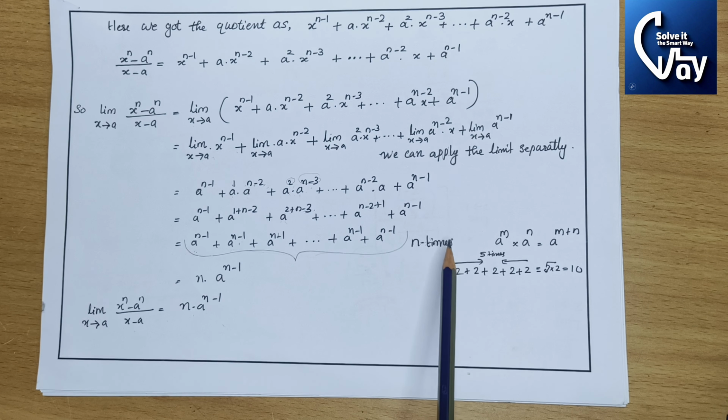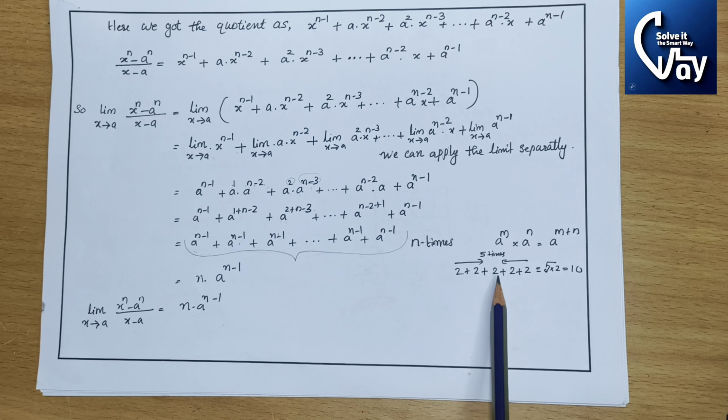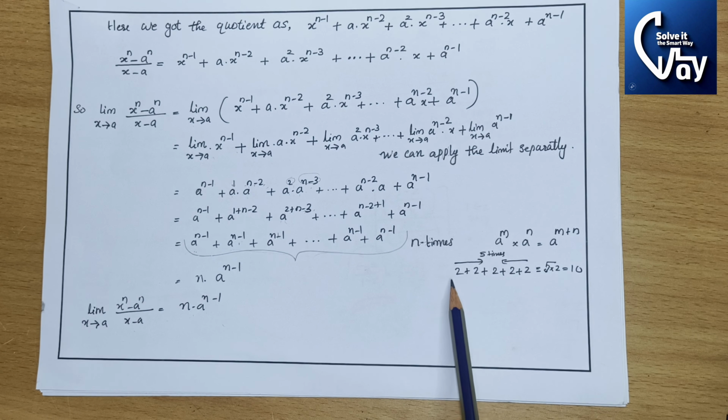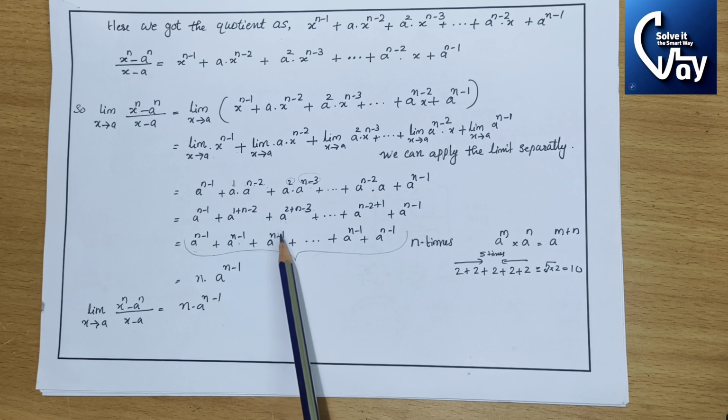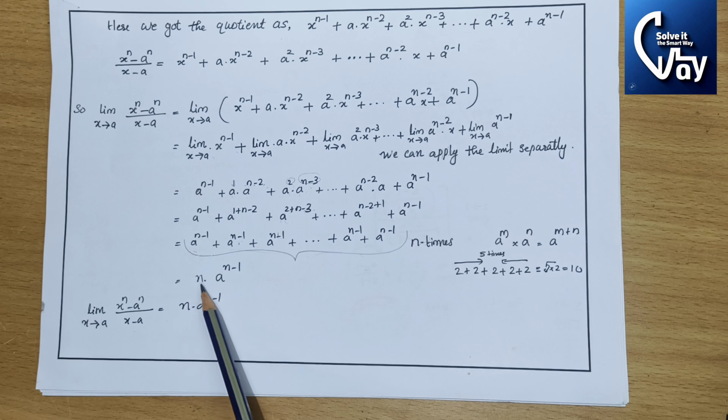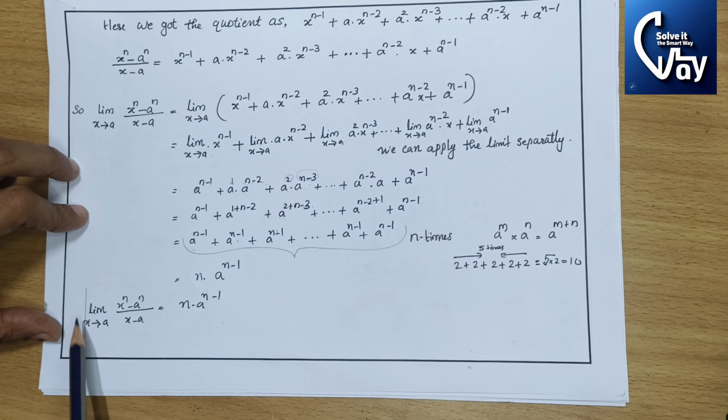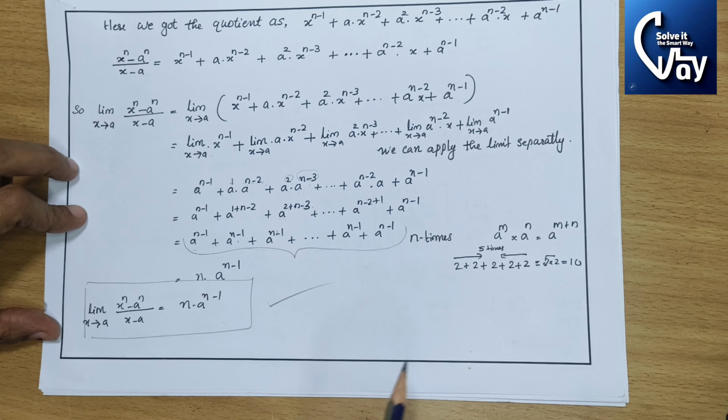How many times? n times. So 2 plus 2 plus 2 plus 2 plus 2. This is 5 times 2. What is 5 times 2? It gives 10. This is 5 times we add 2, that we write as 5 times 2. 5 into 2 is equal to 10. Here we add a raised to n minus 1 n times, that is equal to n times a raised to n minus 1. So limit x approaching a, x raised to n minus a raised to n by x minus a equals n a raised to n minus 1. This is our theorem, hence the proof.